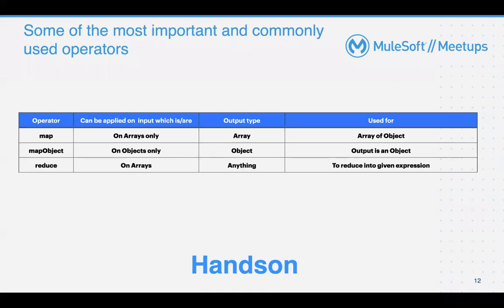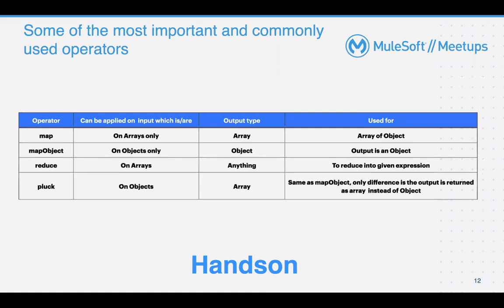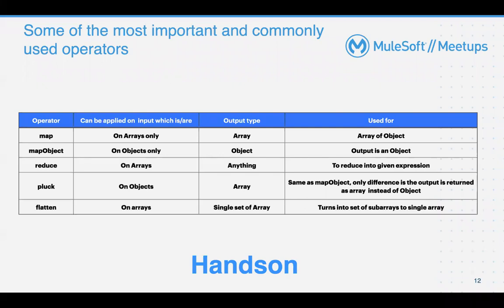Okay, next reduce operator, we can apply a reduce operator on arrays, and output type can be anything, whether it's a string or object. Okay, to reduce into a given expression. Next, pluck, it is used only on objects. Okay, pluck and map object seem to be similar. Only difference is the output for pluck is always an array. And flatten, we use it on arrays, and we are using this to combine a set of arrays.